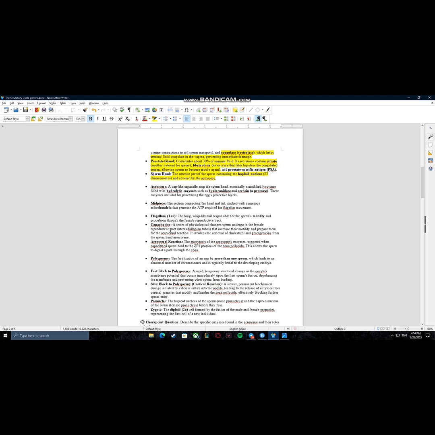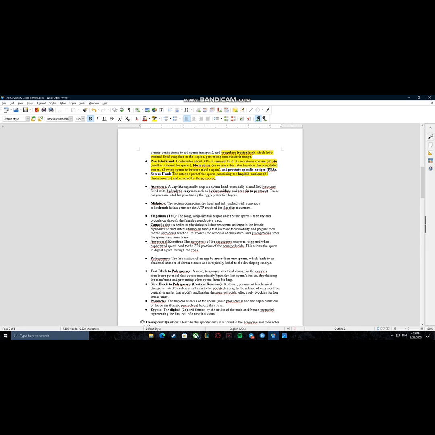Capacitation is a series of physiological changes that the sperm undergoes in the female reproductive tract, uterus, or fallopian tubes that increase their motility and prepare them for the acrosomal reaction. It involves the removal of cholesterol and glycoproteins from the sperm's head membrane.